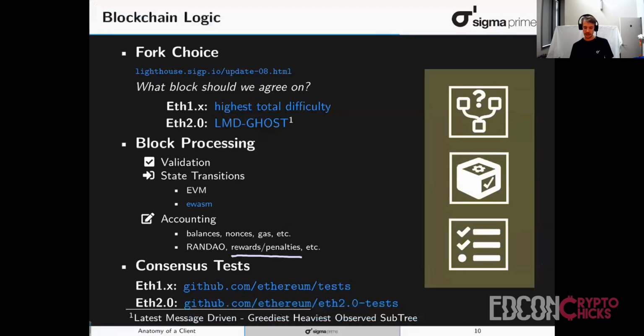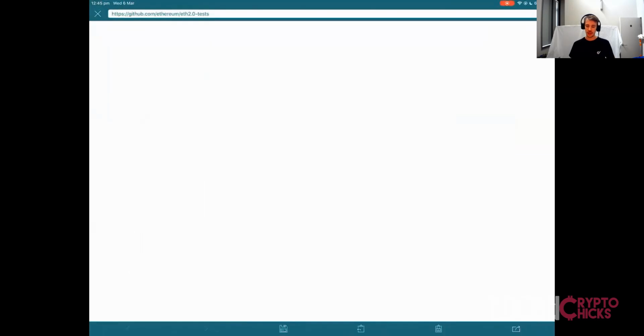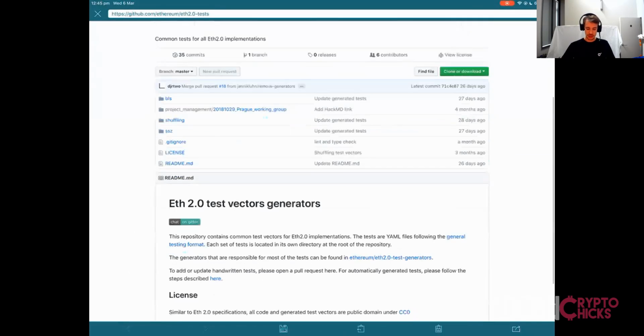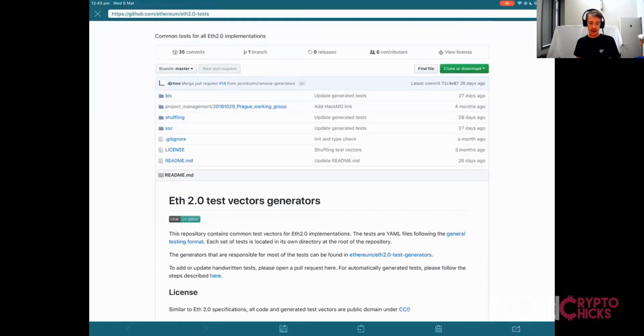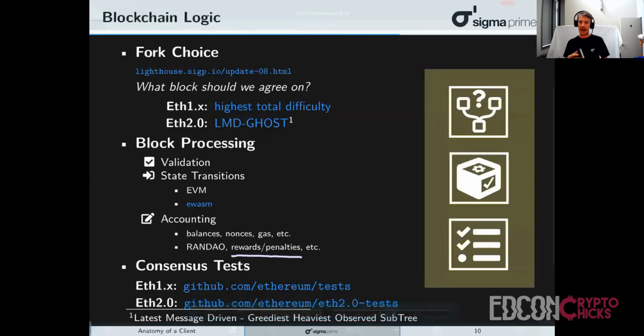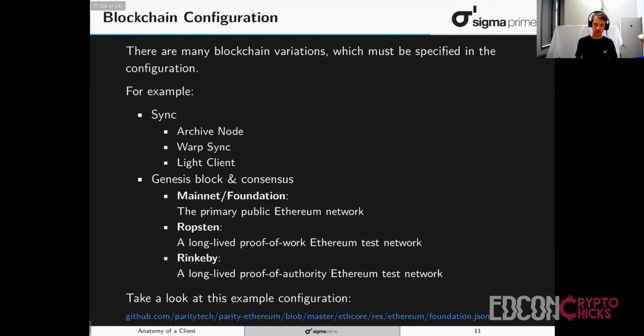Ethereum 2.0 has a similar concept. The test vectors, which, obviously Eth2.0 hasn't been around as long, so it's a bit more simplistic at this stage. But it's really important to make sure that our client conforms with these tests.